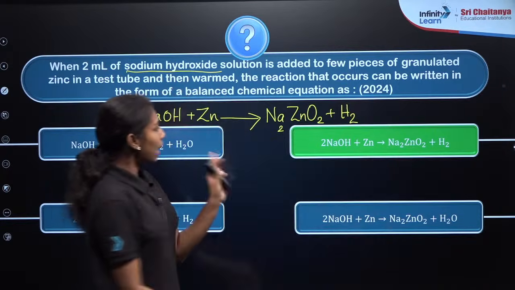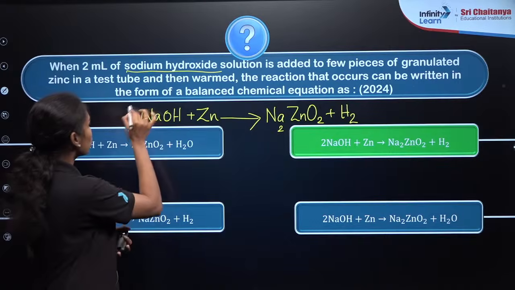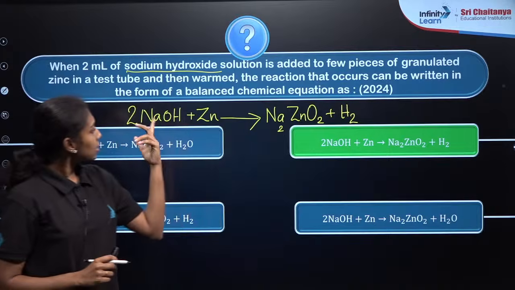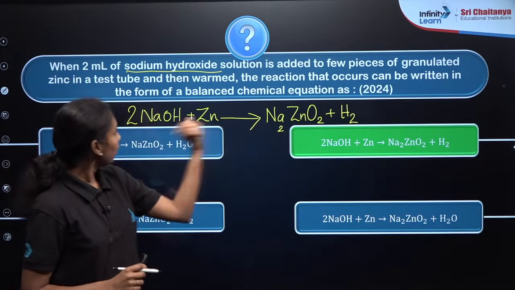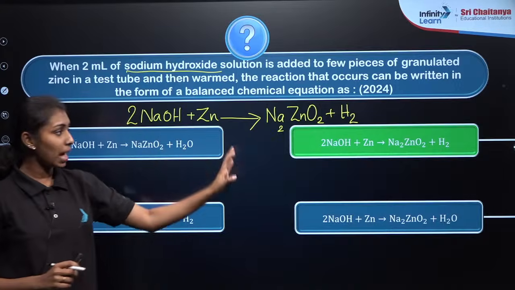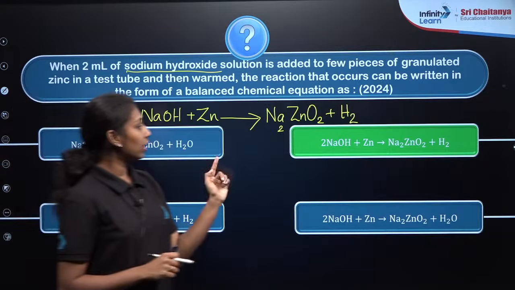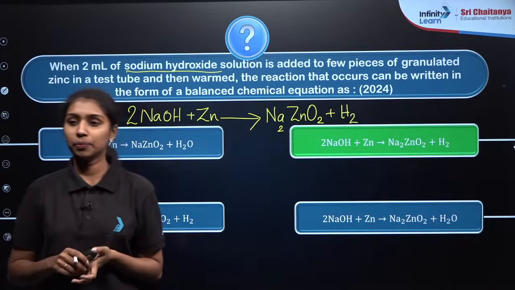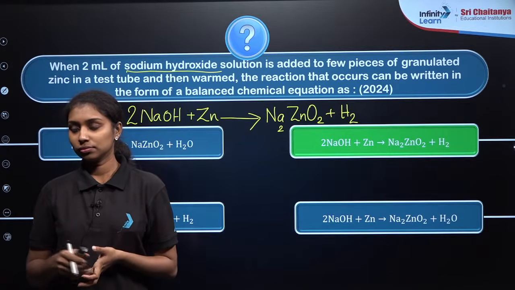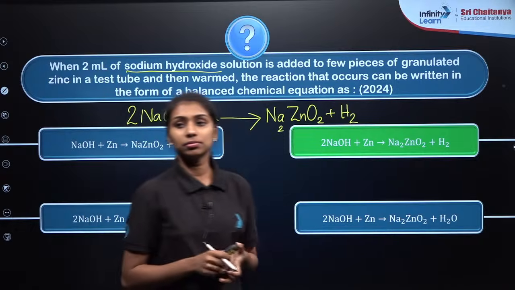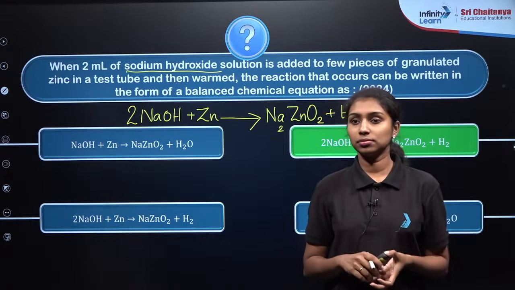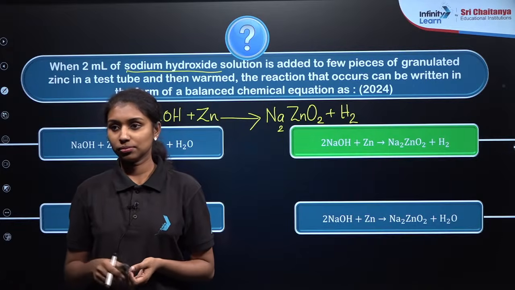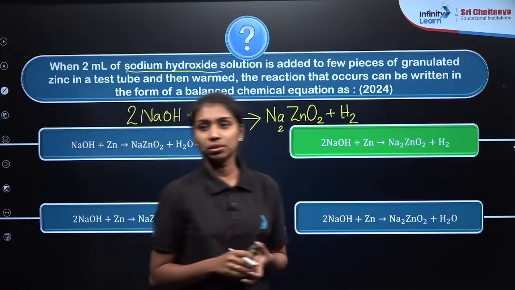Now we need to identify whether it is balanced or not. So it will be 2 NaOH, right? Now the balanced equation is here. 2 sodium is present in both reactant and product side. Zinc is again balanced here, and oxygen it is 2 here, and hydrogen is again 2 here. So this is the balanced chemical equation for the reaction given here. Sodium hydroxide is reacting with the zinc given here. Clear? Is there any doubt?